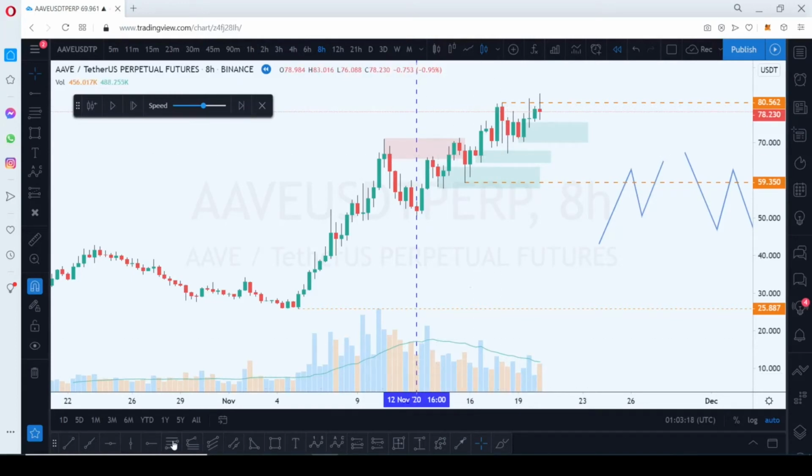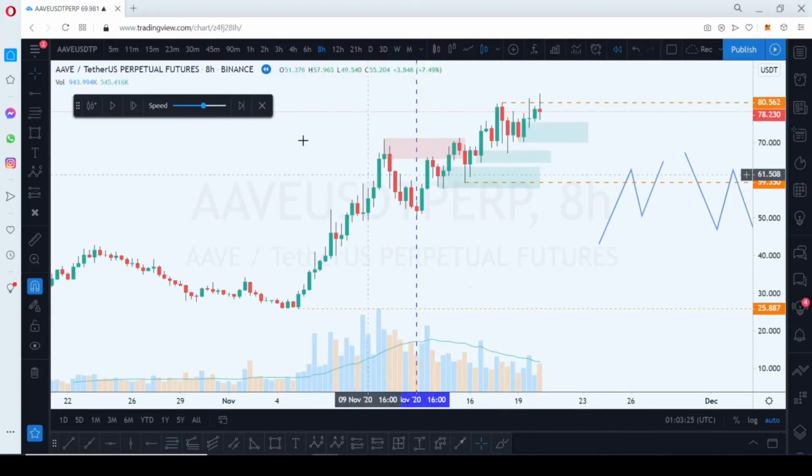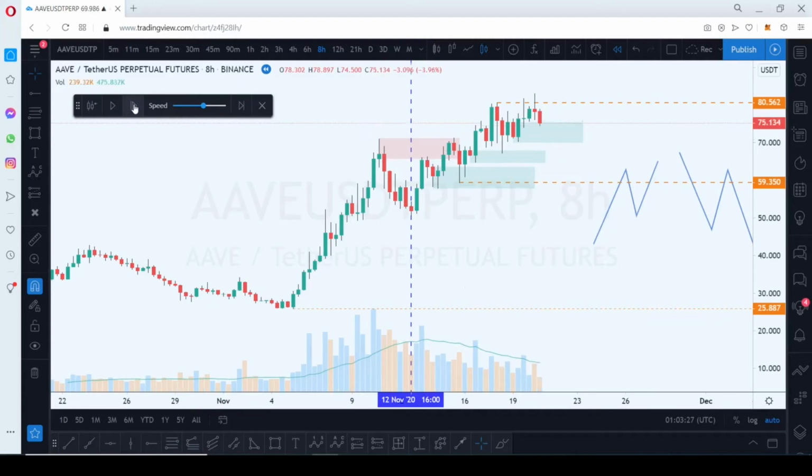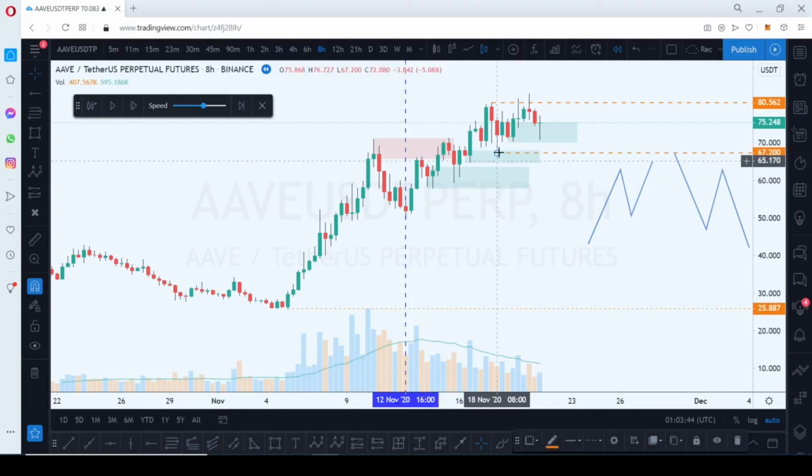Let's take a Fibonacci and see the structure, if it will make the 50%. It's not yet there, so we check again. Okay, let's take the Fibonacci again from this low. This is the low to break now. Before that, let me quickly move this. This is a low to break, because this is the last higher low leading to a higher high.